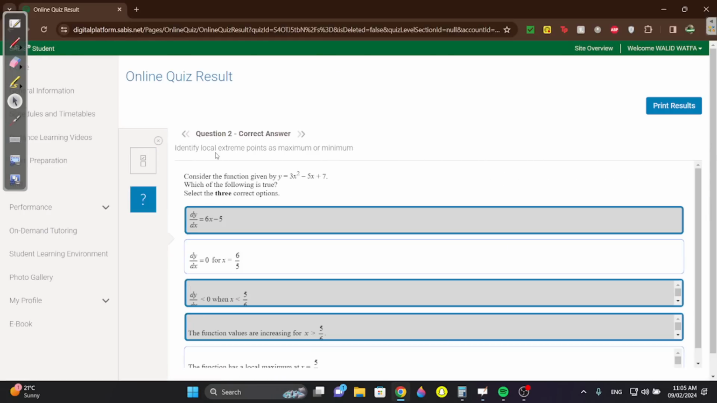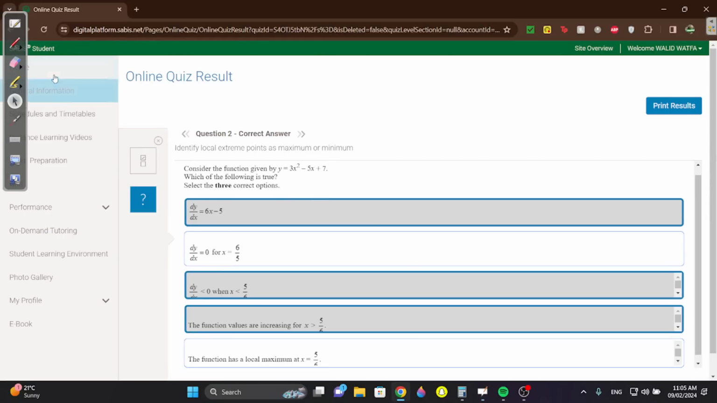Consider the function given by 3x squared minus 5x plus 7. First, find your derivative, find your turning points, and know if it's a minimum or a maximum. First find your dy over dx. How do you find your derivative? Let's derive: 2 times 3 is 6, reduce x by 1, 6x. 1 times minus 5 is minus 5. The x goes and 7 goes. So your dy over dx is 6x minus 5.